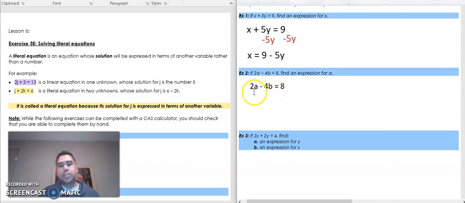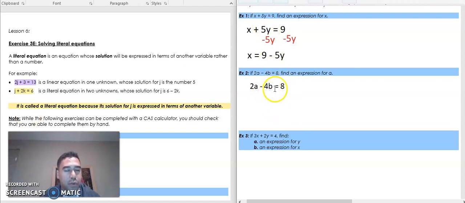A lot of people wonder, what's the first step we're going to do? Are we going to get rid of the 2 first, or are we going to get rid of the minus 4b first? And the best way to decide this, there is a plethora of different rules that you can use, but in this case, the way I say it is 2a minus 4b is equal to 8. Pretty much the last thing I said that was associated with that a is the first thing we're going to get rid of. So I said 2a minus 4b.